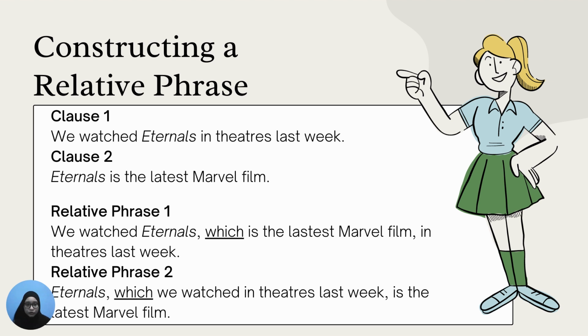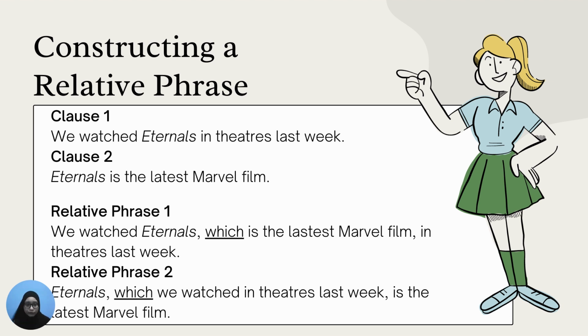So depending on the clauses available for you, if you chose the first clause as your main clause, it would sound something like relative phrase 1. We watched Eternals, which is the latest Marvel film, in theaters last week. In this relative phrase, you can clearly see that the context is focusing more on the fact that we watched Eternals in theaters last week. The second clause becomes additional information which you put into the main clause.